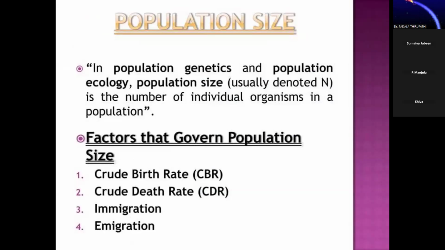population size. Population size is generally denoted by N. It is the number of individual organisms in a population. So population size means the number of individual organisms living in a particular area, which constitute the population size. The factors which mainly influence population size are birth rate, crude death rate, immigration, and emigration.